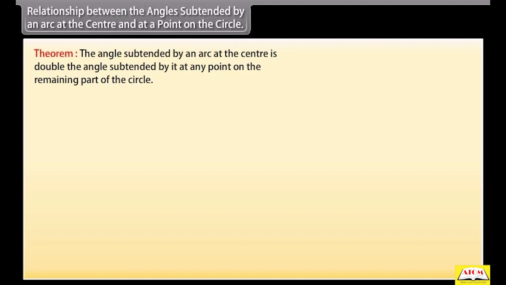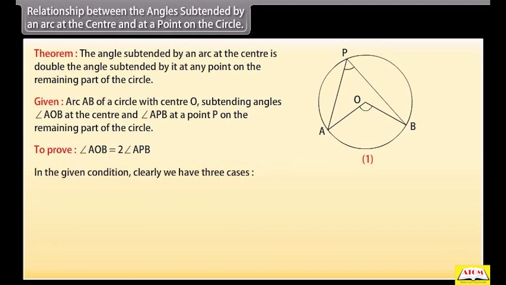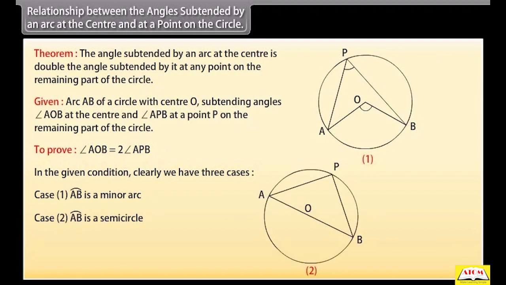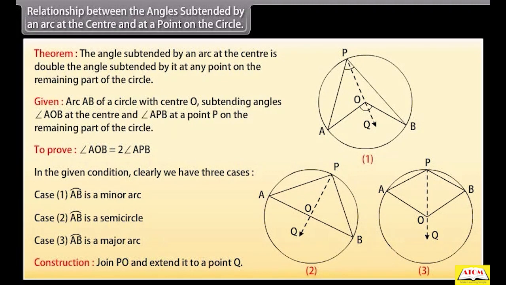Let's prove it. Given arc AB of a circle with center O, subtending angle AOB at the center and angle APB at a point P on the remaining part of the circle. To prove, angle AOB is equal to 2 angle APB. In the given condition, clearly we have three cases. Case 1, AB is a minor arc. Case 2, AB is a semicircle. Case 3, AB is a major arc. Construction. Join PO and extend it to a point Q.